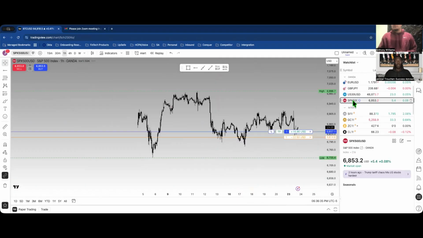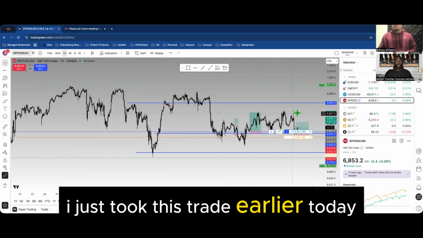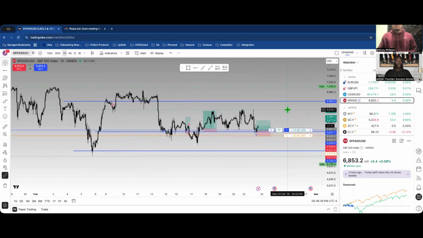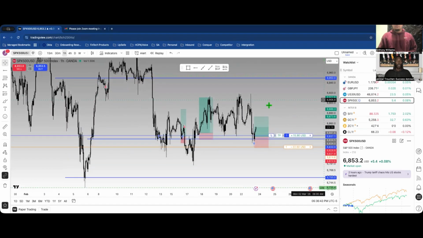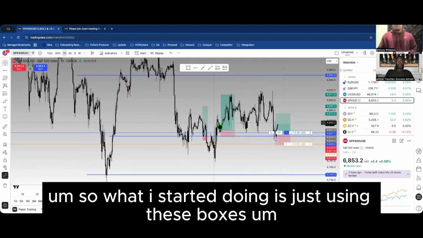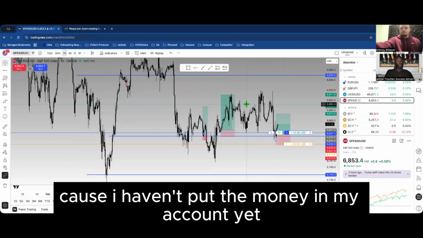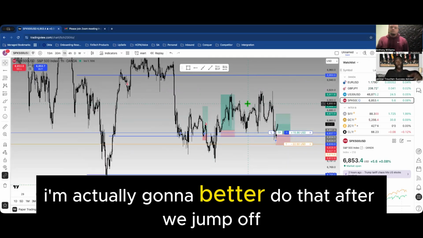And now, well, actually, I just took this trade earlier today, but just breaking this down. So what I started doing is just using these boxes, because I haven't put the money in my account yet. I'm actually gonna do that after we jump off.